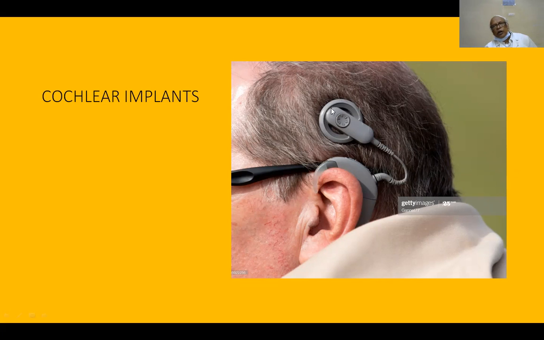This is called the transmitter. This transmitter is worn by the patient, and this transmitter has got a magnet. Through the magnet, the internal component and external component are attached to each other, and the sound vibrations in the form of electrical impulses are carried into the ear through the implanted inner component.